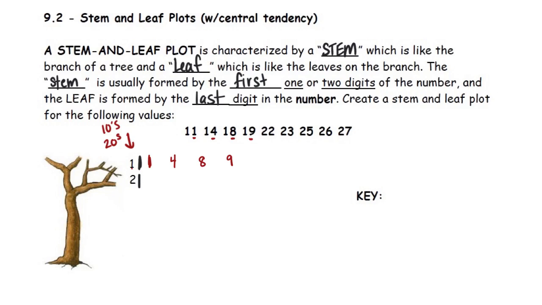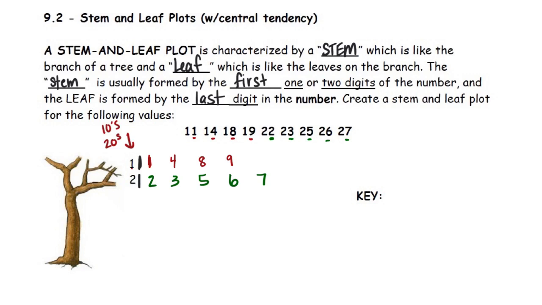If we look at the next stem, we have a 2, so we're going to add in the numbers in the 20s. We have a 22, 23, 25, 26, and 27. So the original 2 for 20 is there, so 22, 23, 25, 26, and 27. Now you can tell because there are 9 leaves, 1, 2, 3, 4, 5, 6, 7, 8, 9, that there are 9 numbers in our data set.